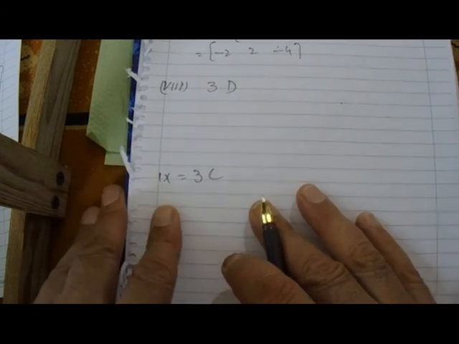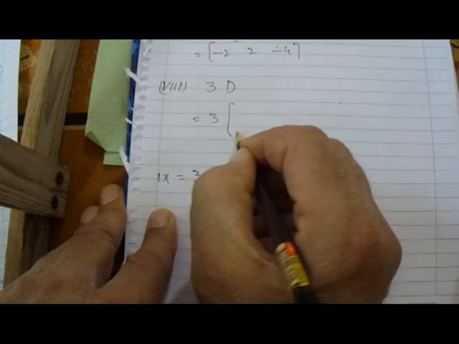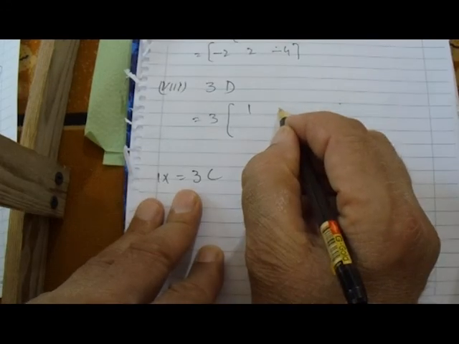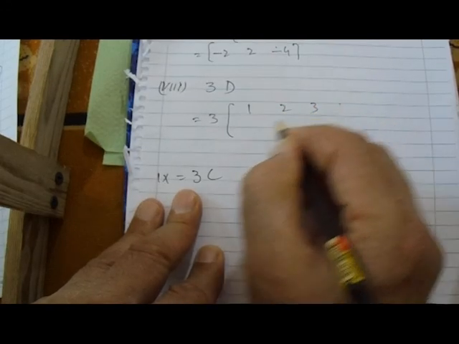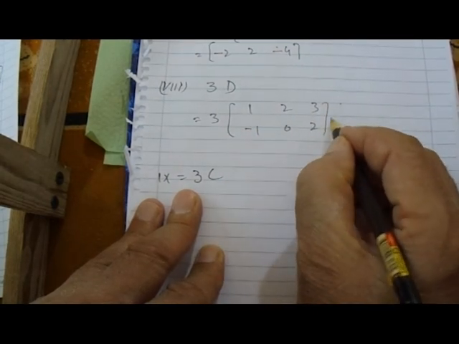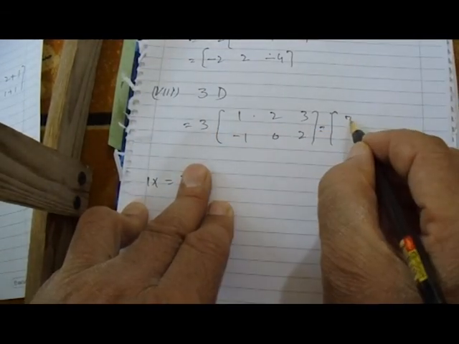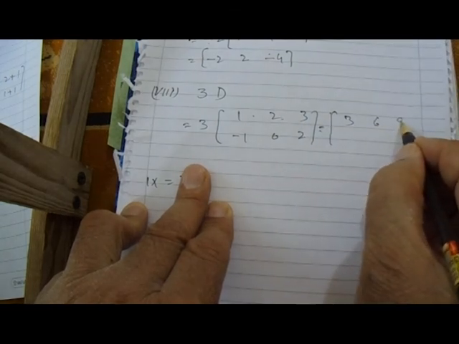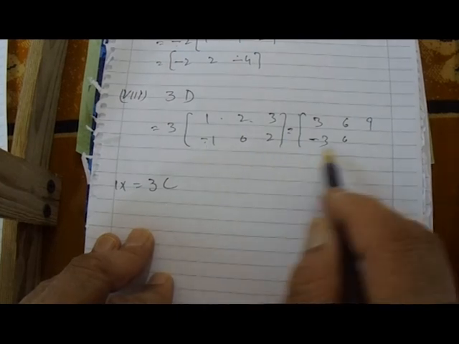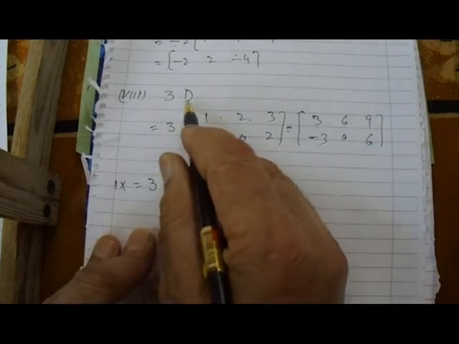Now it is our 3D. Now D is written here. Our D matrix is 1, 2, 3, minus 1, 0, and 2. Now we multiply this 3 with every element of this matrix. 3 1 is 3, 3 2 is 6, and 3 3 is 9. 3 minus 1 is minus 3, 3 0 is 0, and 3 2 is 6. Now it is the multiplication of 3 with D matrix.